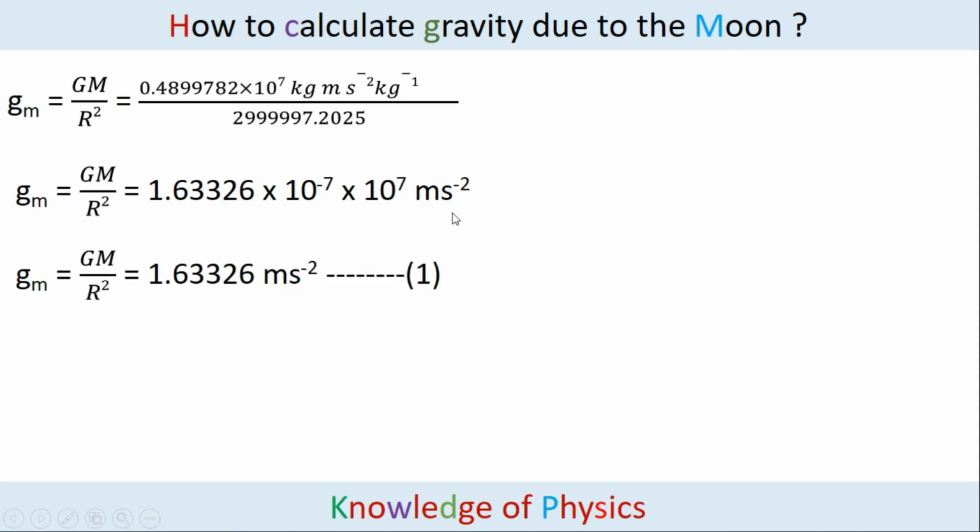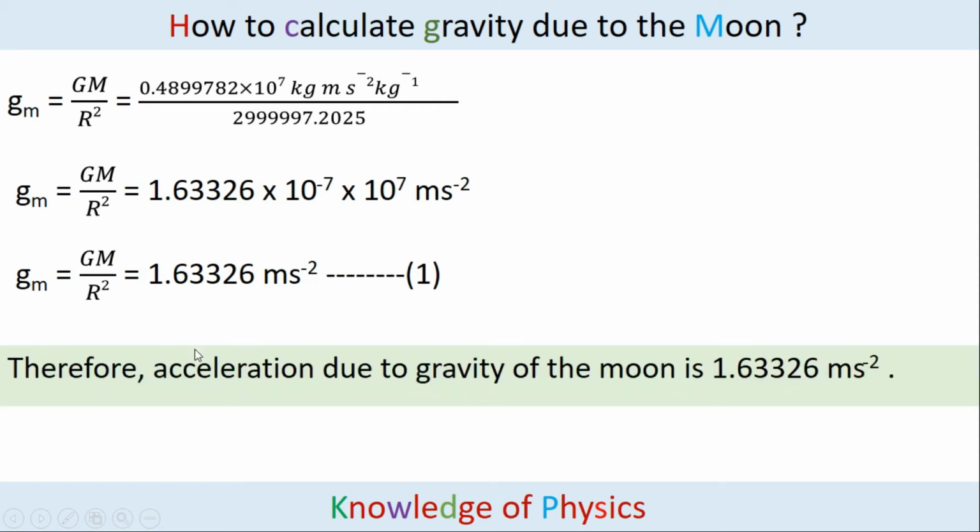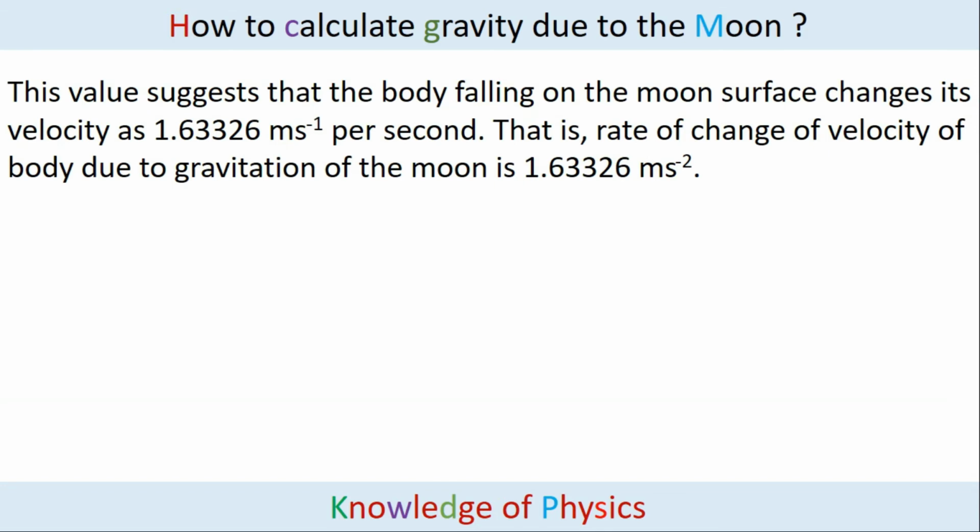So g_m is equal to, actually, this minus 7 is cancelled out, 10 to the power 0 remains there, and that is 1, and the value of g_m becomes 1.63326 meter per second squared. This is the acceleration due to gravity of the moon. This value suggests that a body falling on the moon's surface changes its velocity at 1.63326 meters per second per second; that is, the rate of change of velocity of a body due to the gravitation of the moon is 1.63326 meter per second squared. This is the gravity due to the moon.